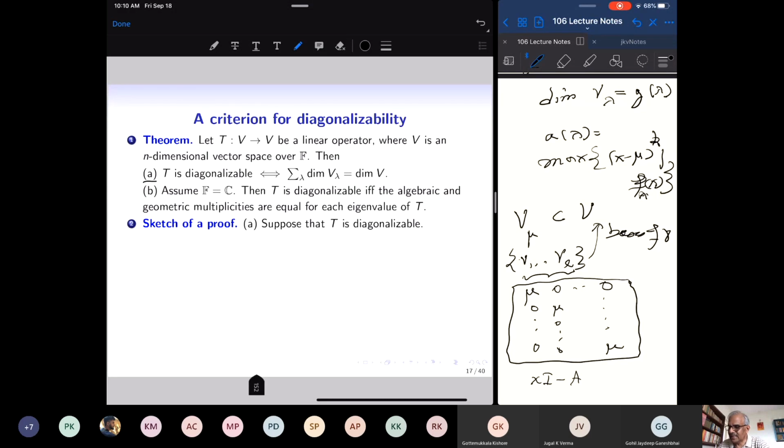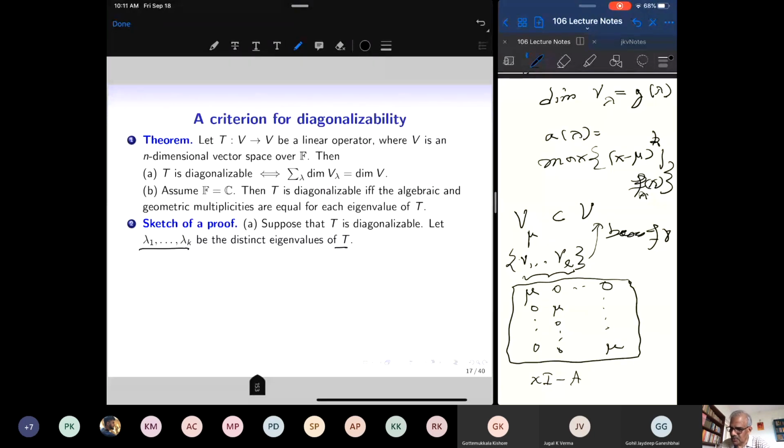But these eigenvectors are inside these eigenspaces. Let lambda 1 through lambda k be the distinct eigenvalues of this linear transformation. So I have k distinct eigenspaces, and any two of them intersect only in the zero vector.